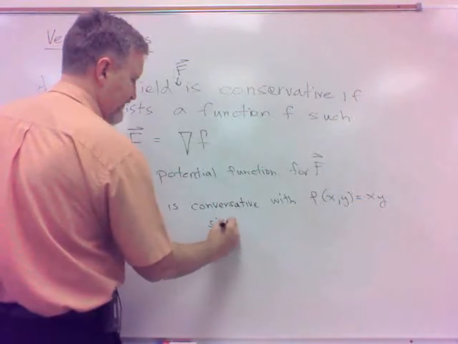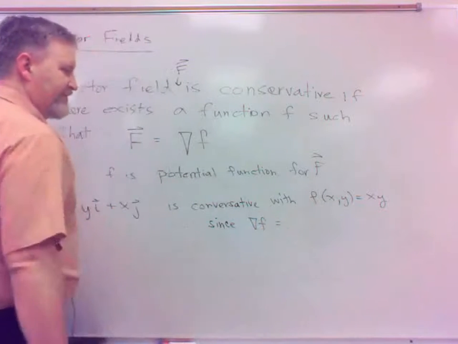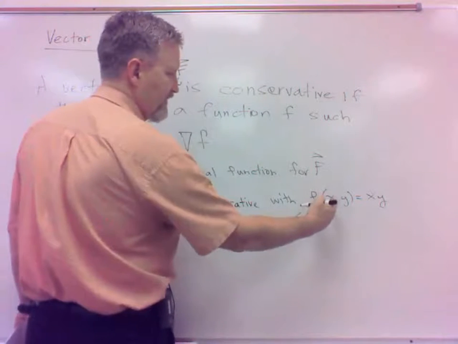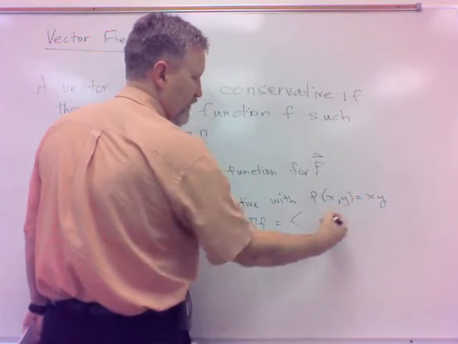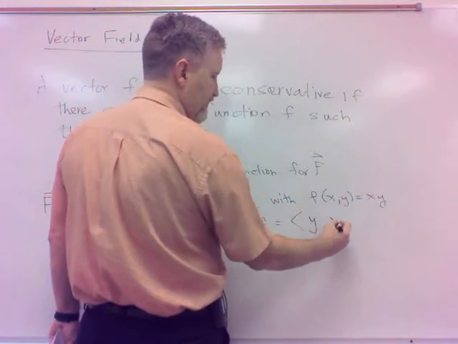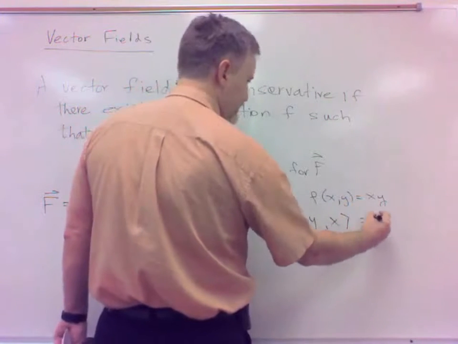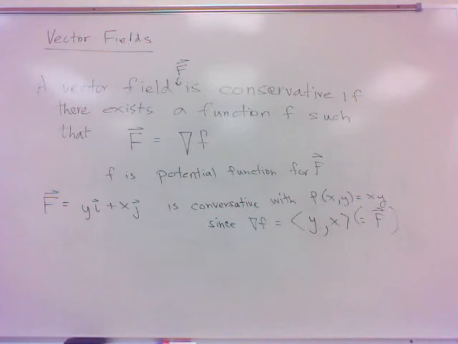since if you look at the gradient of f, what do we got? Gradient of f, remember, that's the partial with respect to x, which of that would be y, and the partial with respect to y would be x. Isn't that what our original vector function was here? Yeah. Those are equal. So that one's a conservative one.